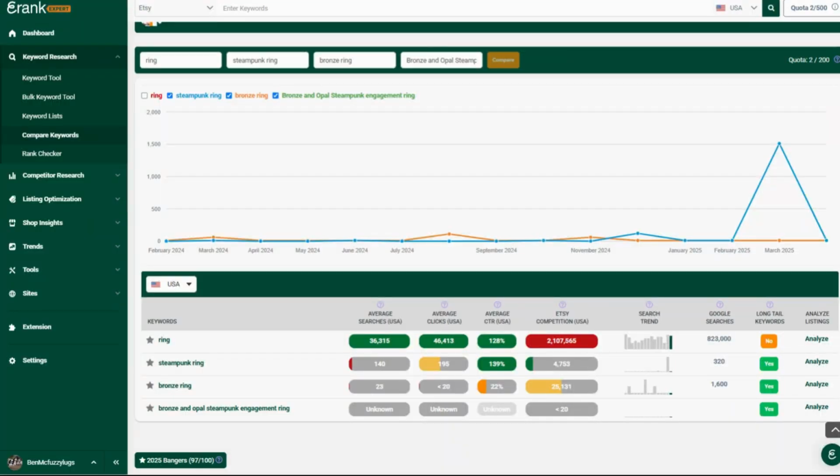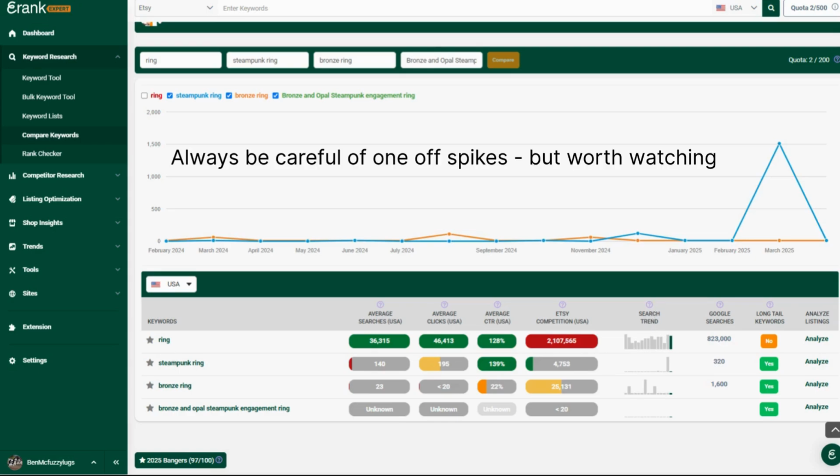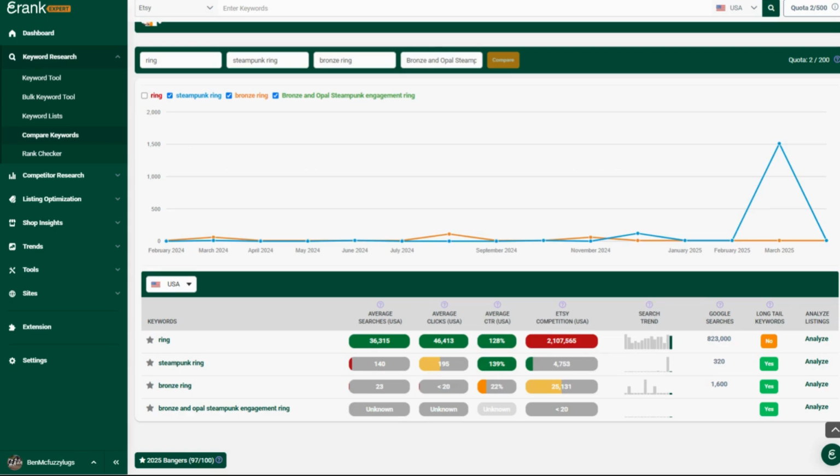But both bronze ring and steampunk ring are long tail keywords with some people searching and not too bad competition. In fact, steampunk ring is looking quite positive as a potential keyword. It may be growing in popularity. People are searching for it and clicking when they see it in search, and there's quite low competition. And by jumping on compare keywords, we were able to very quickly compare a few of our ideas to see which had the best potential.